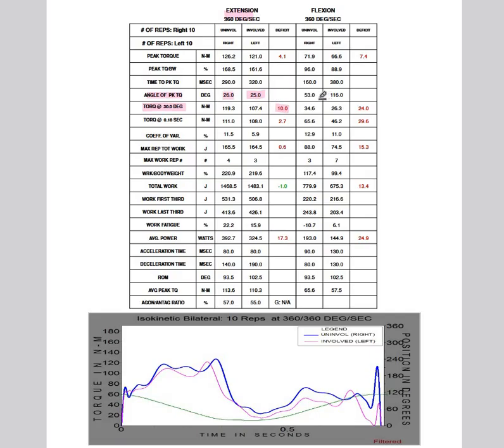For flexion, the angle of peak torque for 60 degrees per second is around about 35 degrees of flexion, and at 180 degrees you would expect to see that shift to around about 43 to 45 degrees of flexion. And at this particular angular velocity, 360 degrees per second, peak torque should occur around about 54 degrees of knee flexion. So on the right hand side here, that's almost spot on. You couldn't ask for that being any better. But on the left hand side, we see that that's happening significantly later.